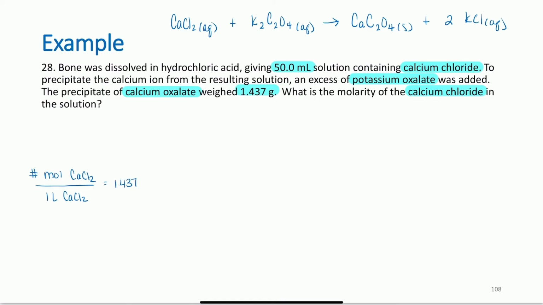I have 1.437 grams of calcium oxalate, CaC2O4. I'll get it right eventually. Convert that to moles of calcium oxalate. Add up the molar mass of calcium oxalate, and you find it to be 128.01 grams per mole.